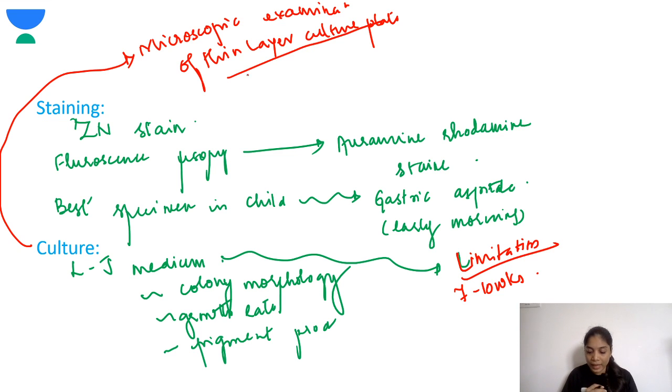So they examine a thin layer culture plate, and this will help in detecting the microcolonies of Mycobacterium tuberculosis by 7 days. After 7 days. But what happens is the yield of this is only 30 to 70% if you're using a gastric aspirate.